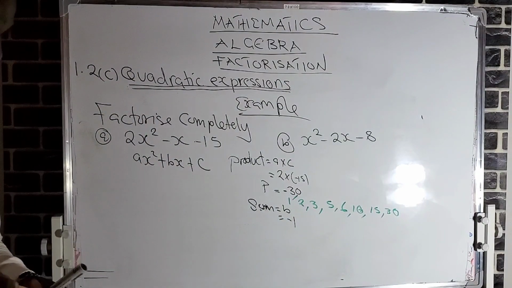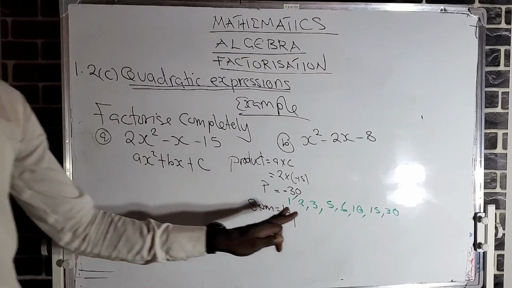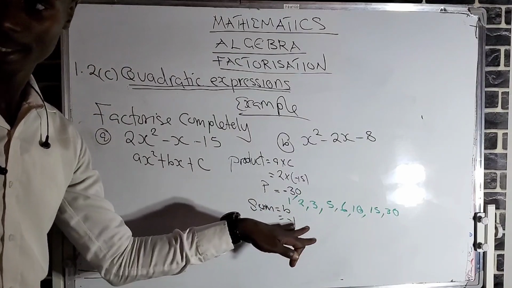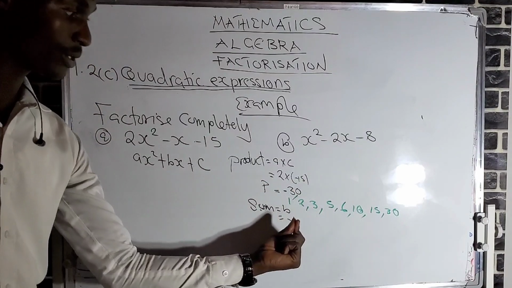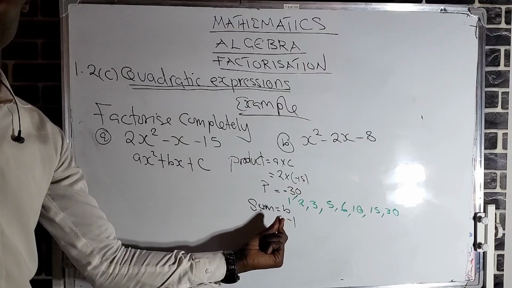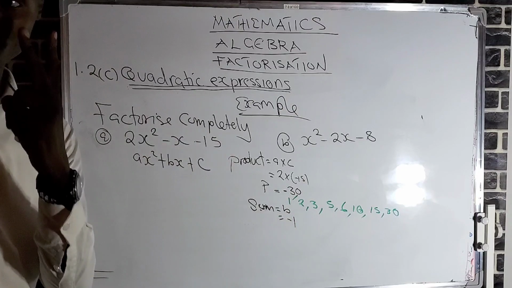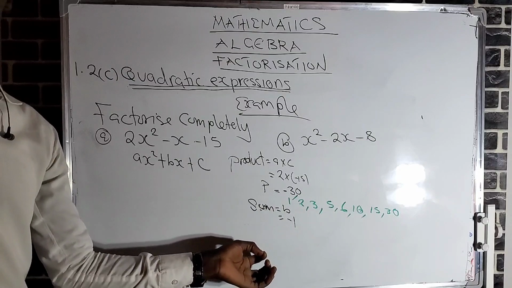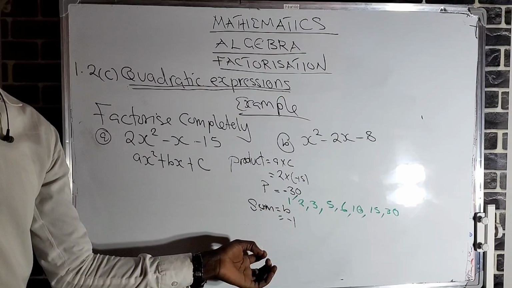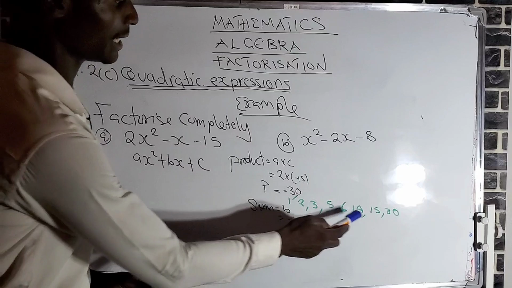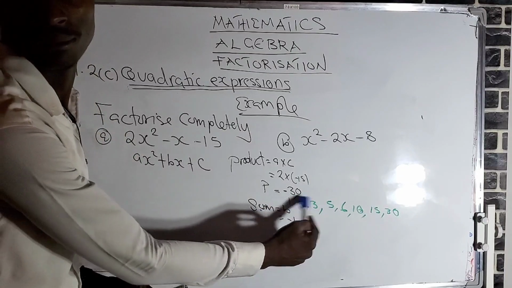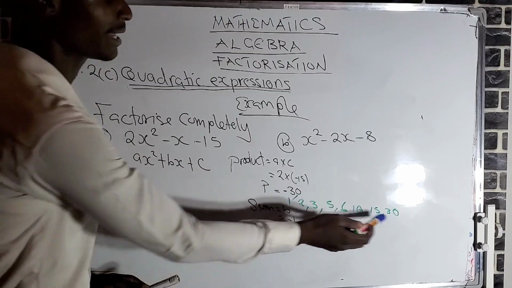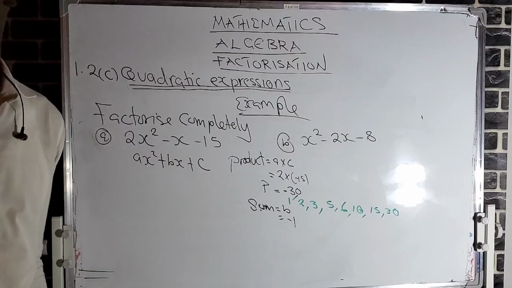Now, check. Get two factors of 30. When you multiply them, they should give you 30. When you add them, it should give you negative 1. When you get 1 and 30, it is still 31 times 30. Yes. Now there's no way 1 and 30 can give you negative 1.